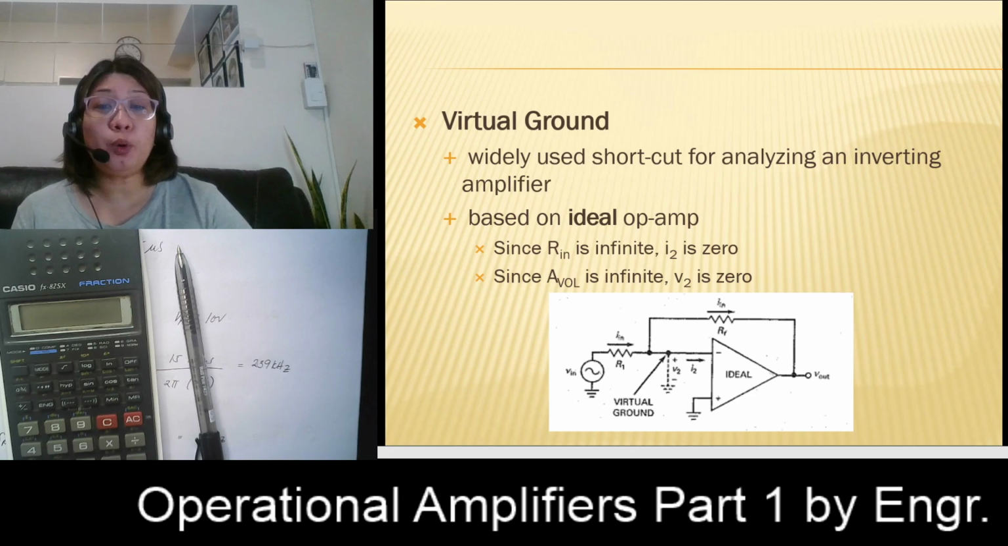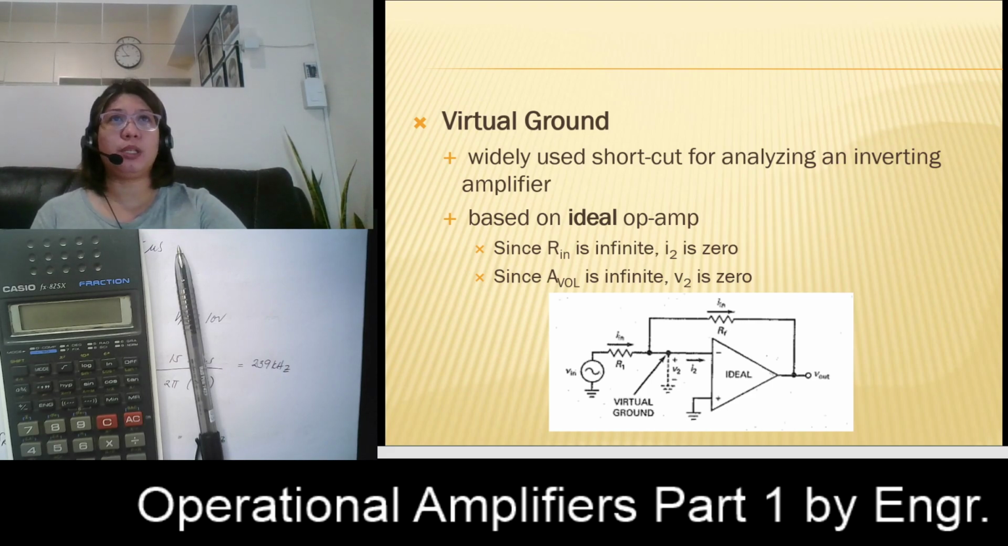We are just assuming that there is a virtual ground there, and we are basing that on our ideal operational amplifier. What do we mean by that? Since Rin is infinite, what do we mean by Rin is infinite? We have a very, very high input impedance, and that makes our I2, the current entering the operational amplifier, equal to zero.